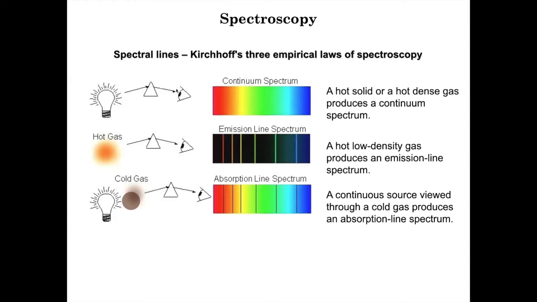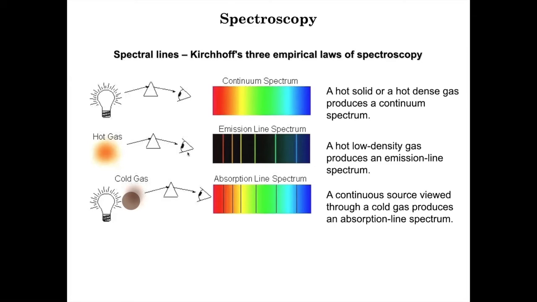The first law says that a hot, dense gas produces light with a continuous spectrum, either a hot solid or a hot, dense gas. That's what you see if you look at the light produced by a hot source or by a lamp through a prism. You're going to have a continuous spectrum.